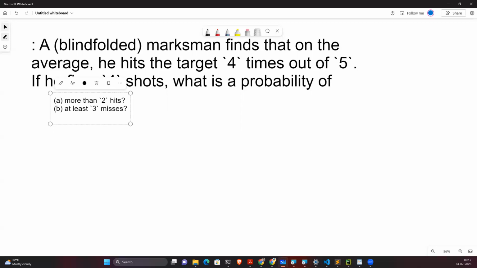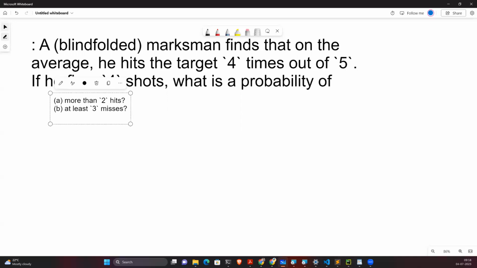Did you understand the question? Right. So now the first question is more than 2 hits. It's a binomial distribution. Either he can hit 2 times or he can hit less than 2 times. Yes, sir. So now let's go ahead and solve. Let me solve it for you guys.